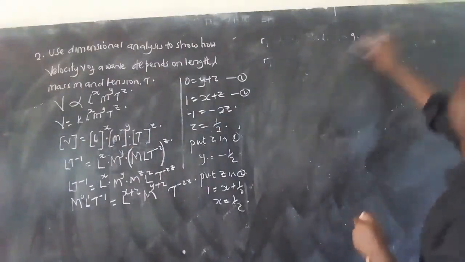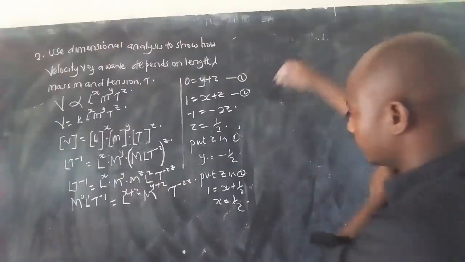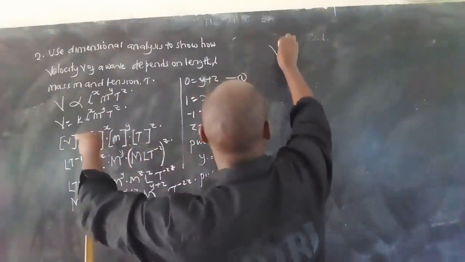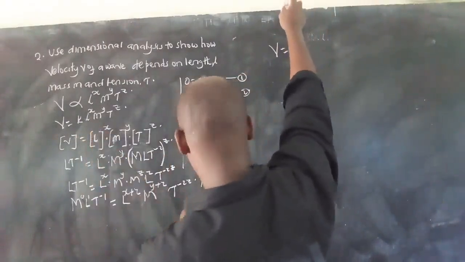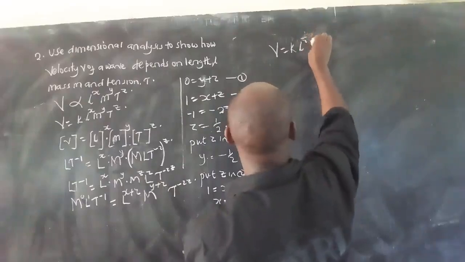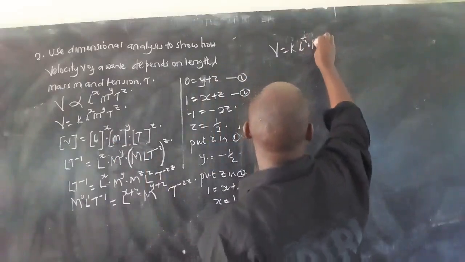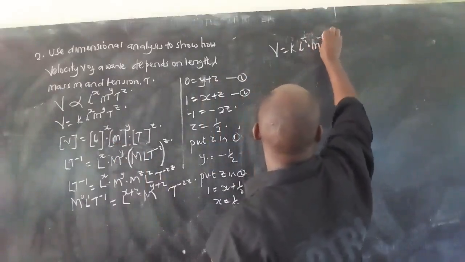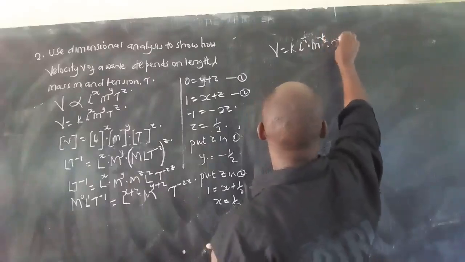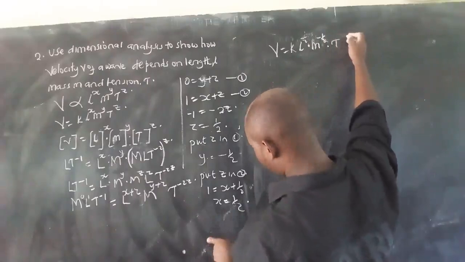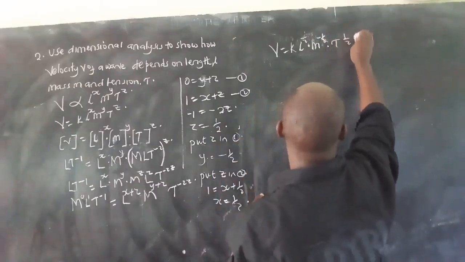What will be now the final equation? The final equation is going to become here. V is equal to K L to power x. Our x is a half. Times M to power negative half. Okay, this is negative half. Times T to power what? z is a half, to power a half.